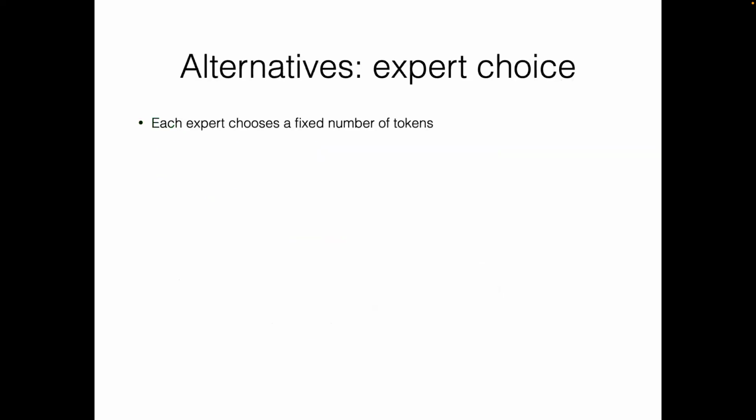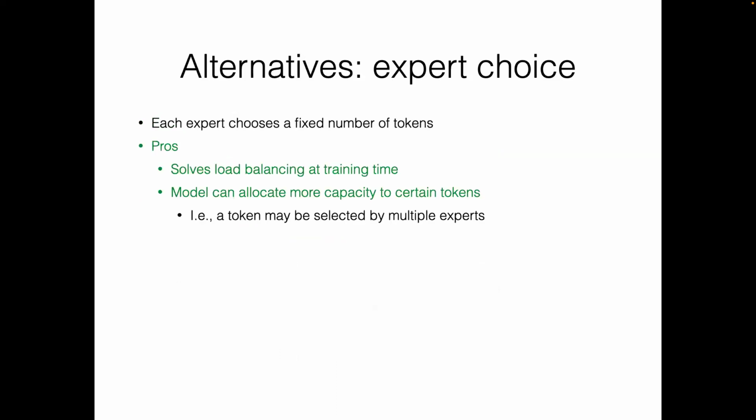Okay, so now we can go into two different alternatives. So let's say that you do the expert choice, which again is saying that a given expert can choose the set of tokens that it's going to process. What this does is it actually solves the load balancing issue. Each expert is going to choose, say, K tokens. And so now you're guaranteeing that, by definition, each expert is processing K tokens.